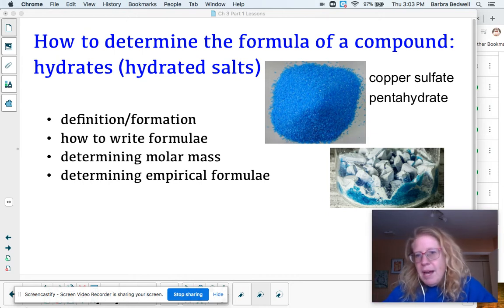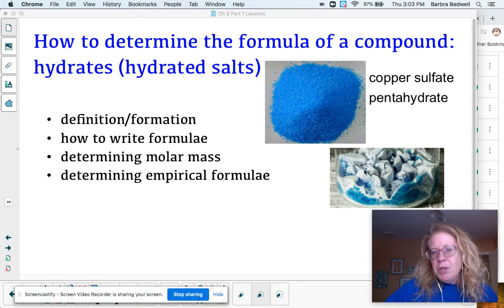With this one, you can see on the screen an example of two samples of the same salt. These are both copper(II) sulfate. What you can see in the top one is the pentahydrate version. It's a beautiful blue color, absolutely gorgeous Lake Tahoe blue. And the bottom one is what happens to this pentahydrate salt as you start to heat it up.